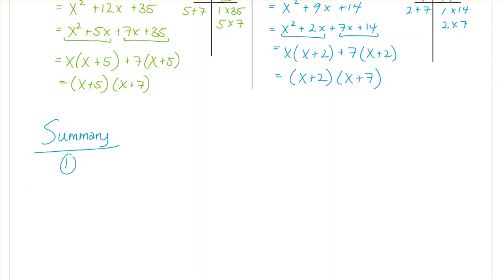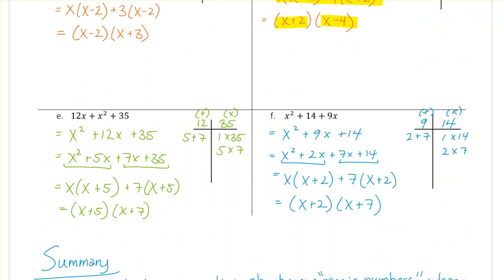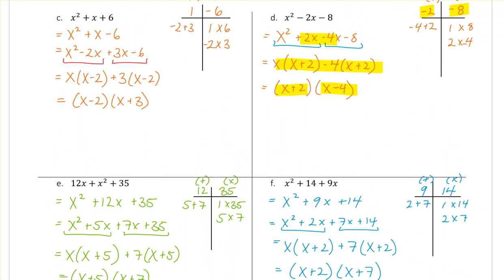Well, the first thing I want to point out is a few trends. What do you notice about your magic numbers that you've chosen when C is positive and when C is negative? So let's just scroll up here. Here's a great comparison. These two examples here and here have a negative C value. You have -6 in this example and you have -8. Whereas the second two examples here and here have a positive C value. Positive 35, positive 14.